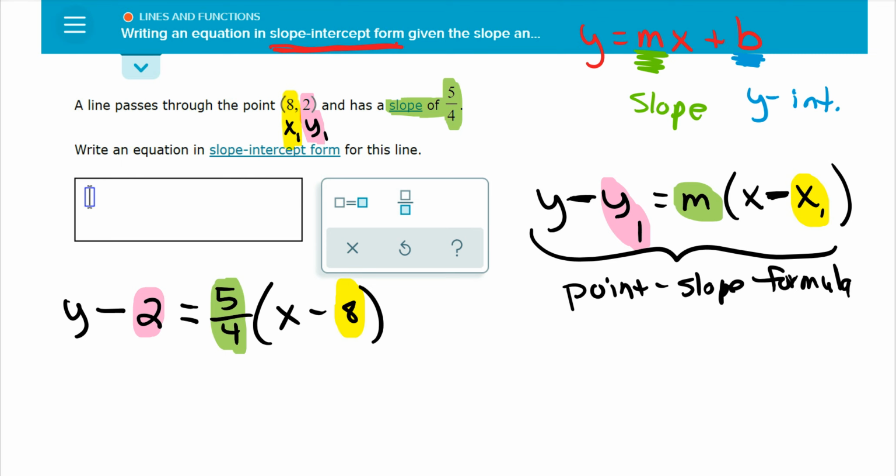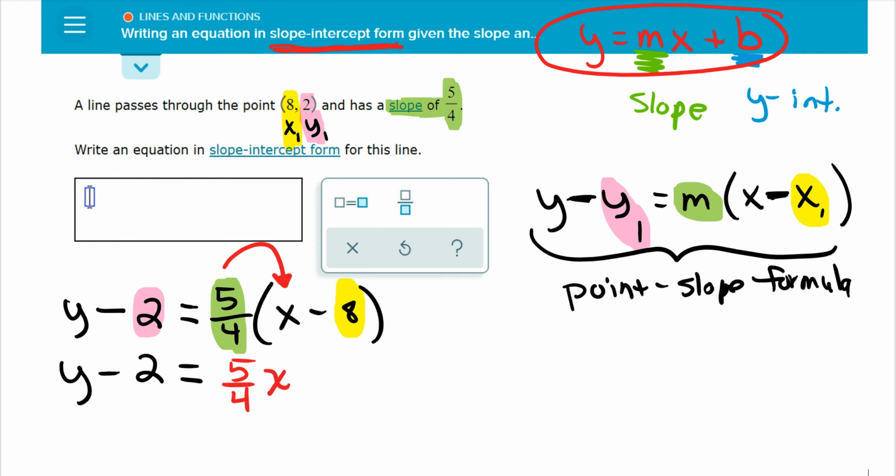Now once I plug all those numbers in, my job is to put it in this form right here, which simply means solve for y. So the first thing I'm going to do is distribute the 5/4. I'm going to take 5/4 times x. That would be 5/4 x. And then I'm going to take 5/4 times 8. I'll do that over here.